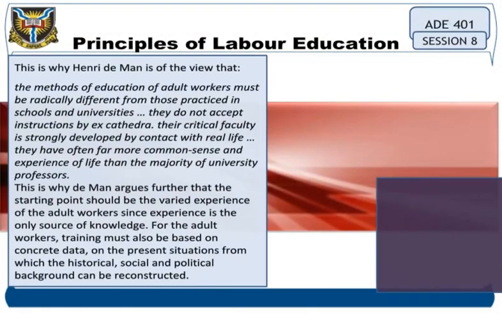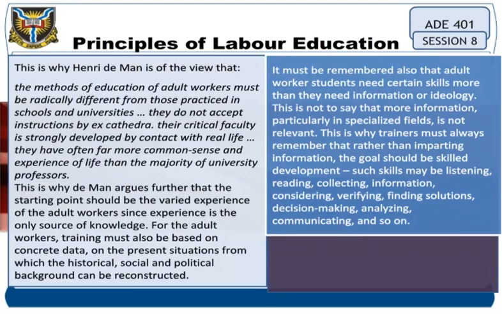This is why Henri de Man is of the view that the methods of education of adult workers must be radically different from those practiced in schools and universities. They do not accept instruction ex cathedra. Their critical faculty is strongly developed by contact with real life. They have often far more common sense and experience of life than the majority of university professors. This is why he argues further that the starting point should be the varied experience of the adult workers, since experience is the only source of knowledge.